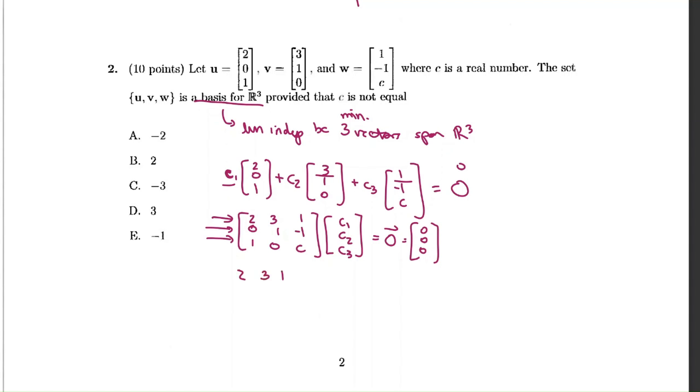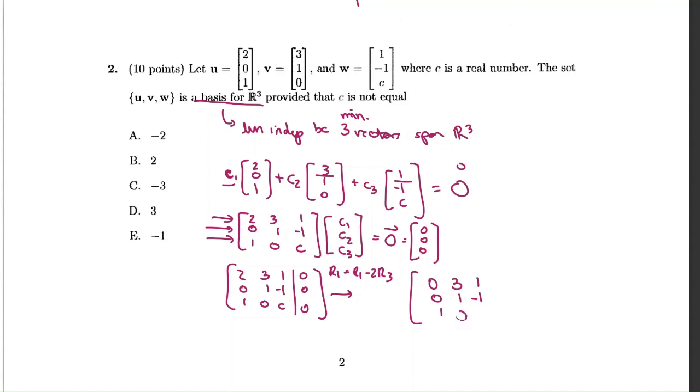So let's do some row reduction. I'm going to do row 1 equals row 1 minus 2 row 3. And that equals 0, 3, 1, then 0, 1, negative 1, and then 1, 0, C minus 2. Oh my goodness. Okay, so, wait, what am I doing? Okay, hold on.